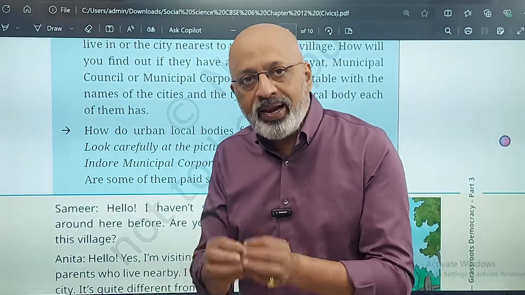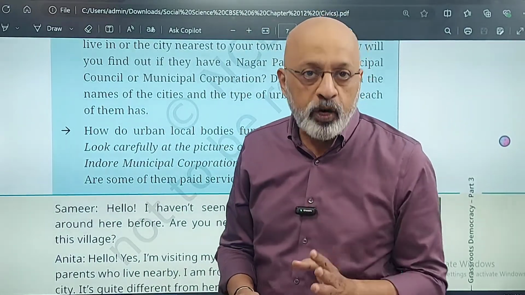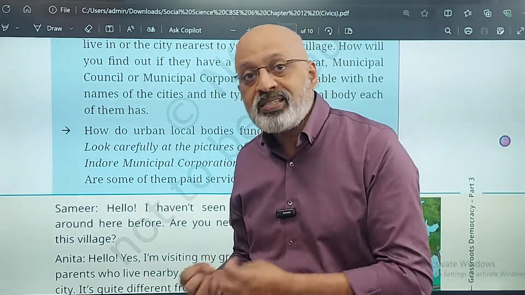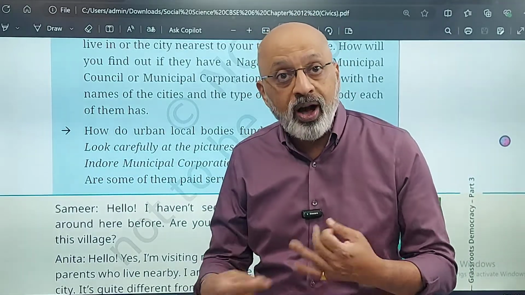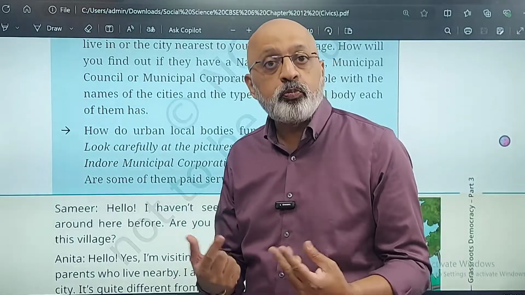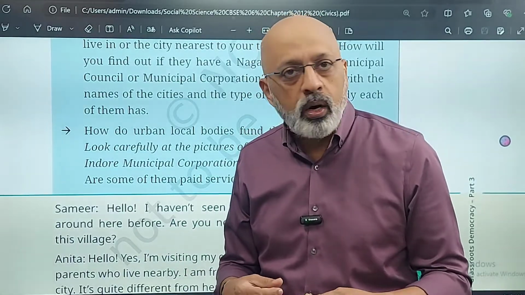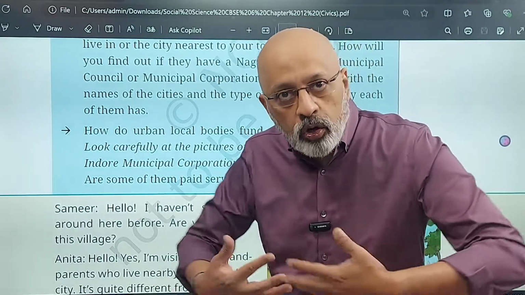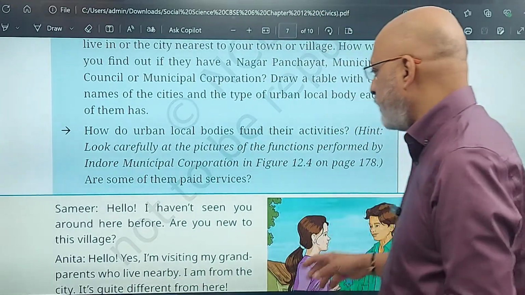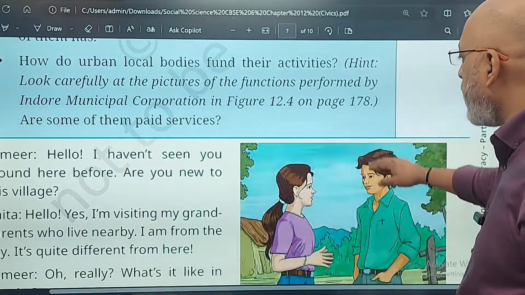So you collect a little amount from the different people. So you charge for the services, you collect taxes, then for garbage collection you also charge money for that service. So you collect these kinds of taxes and money from the citizens in order to fund your activities. Now here there is a story ahead.